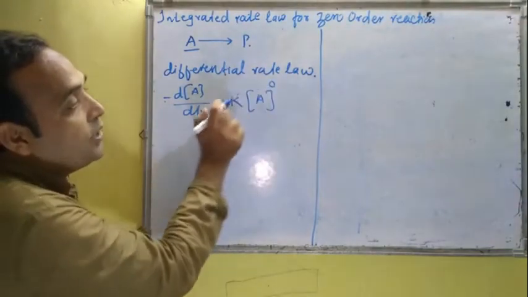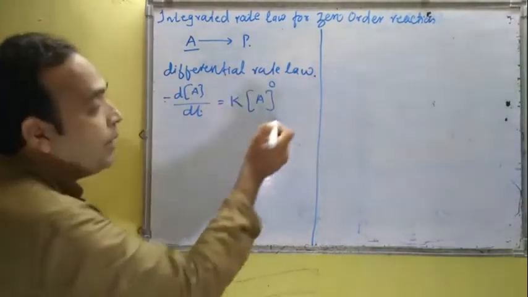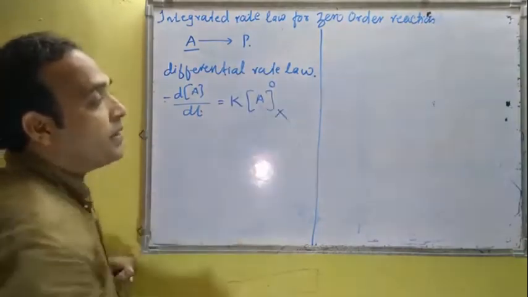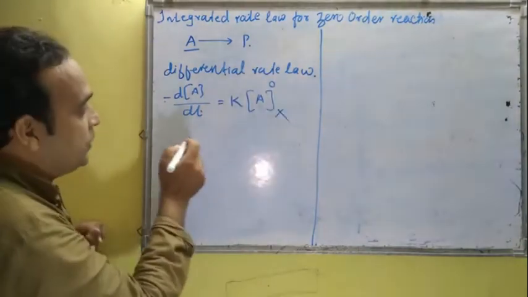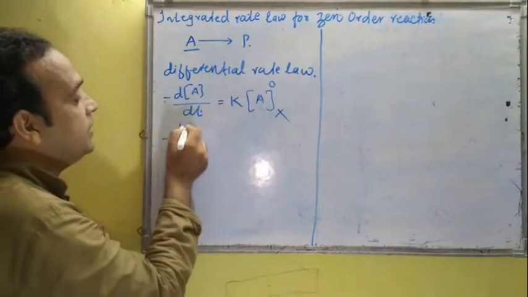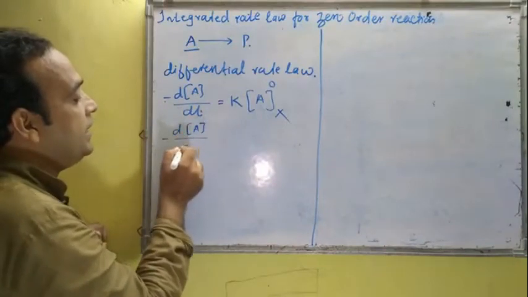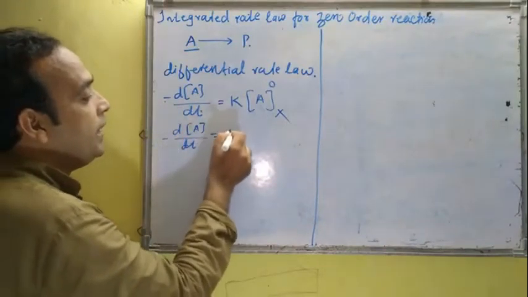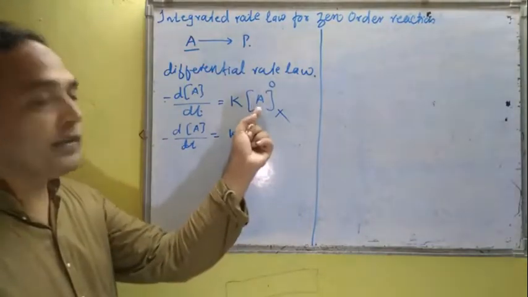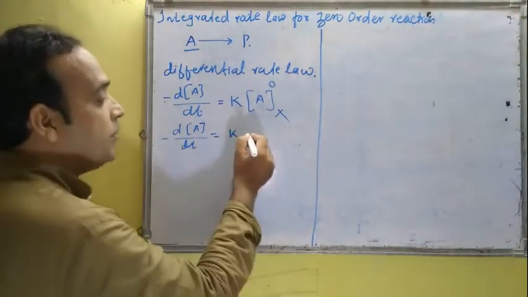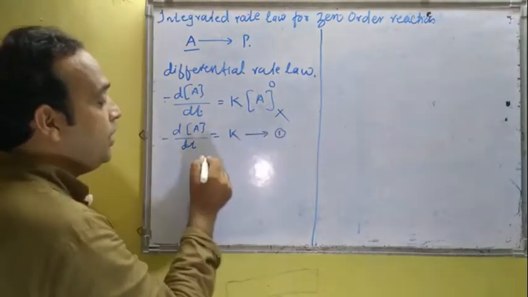Now power is 0, so this is called zero order reaction. Power is 0 means rate does not depend upon concentration. So this equation we can write here, minus dA by dt is equal to K, because the rate does not depend upon concentration of A. Suppose this one is my equation number 1.